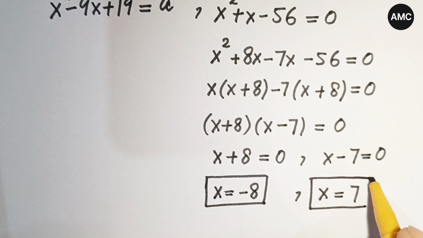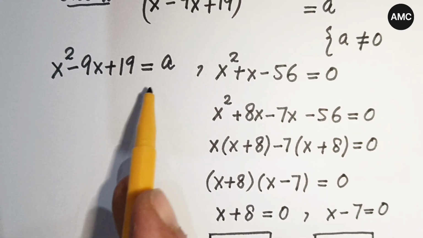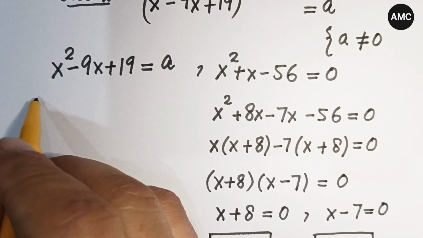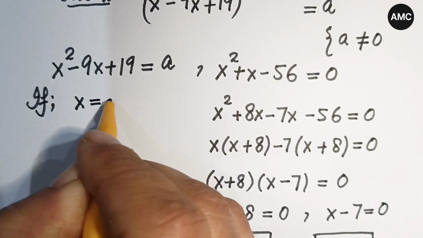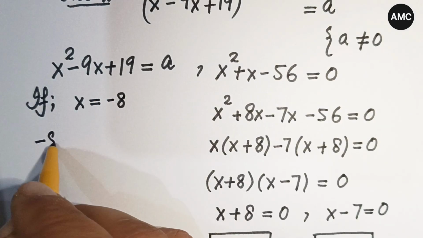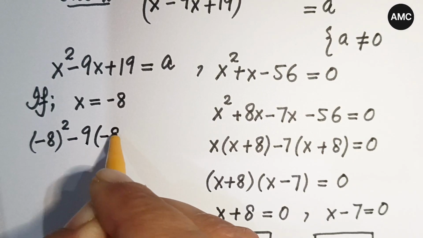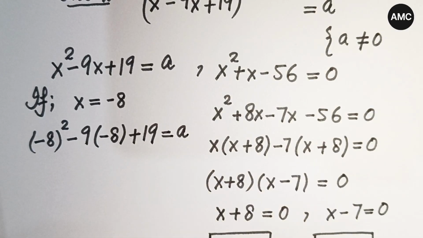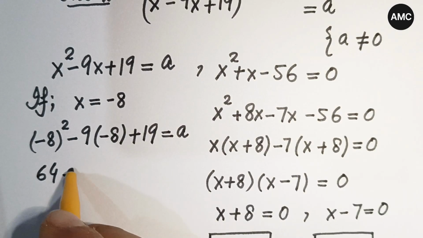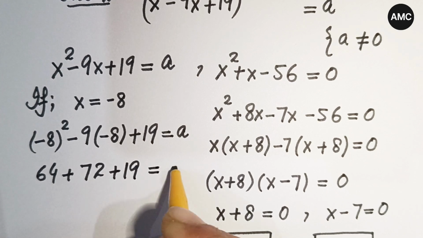Now putting these two values in our equation, x² − 9x + 19 = a. If x is equal to −8, then it will be (−8)² − 9 × (−8) + 19 = a. So here (−8)² is 64, minus times minus is plus, 8 times 9 is 72, plus 19 is equal to a.